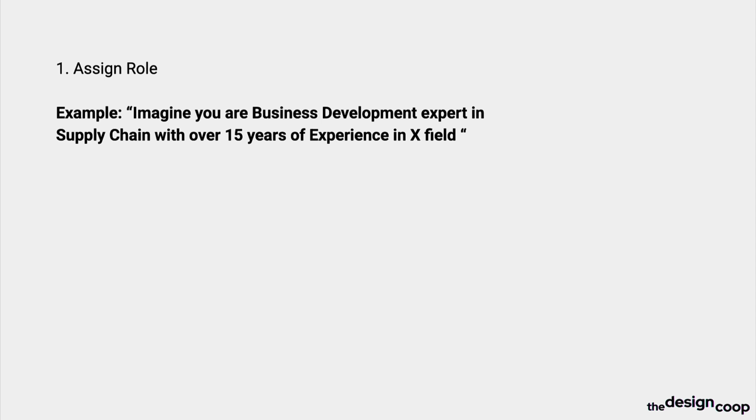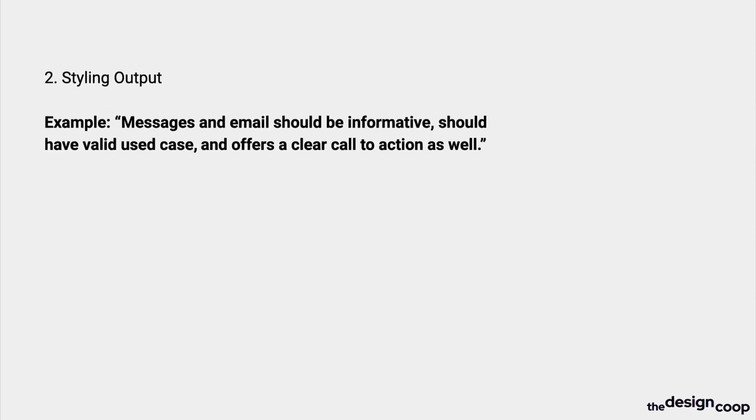In the styling outputs, you're trying to tell the AI the media and the content that you would like to receive at the end. So the example I gave was, messages and emails should be informative, there should be a use case, and there should be a clear call to action as well. So the artificial intelligence knows that it will be creating messages and emails. These emails should have a use case, and at the end there should be a call to action as well.